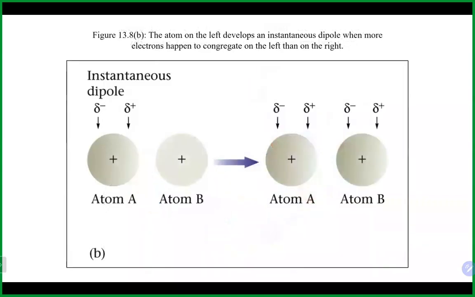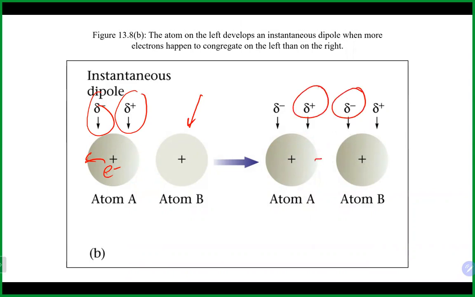Here's our instantaneous dipole, which is just that temporary difference in how the electrons move. So this guy's electrons decide to go this way, which is going to affect this non-polar molecule. Now they both have a positive side and a negative side, which allows them to interact with one another.